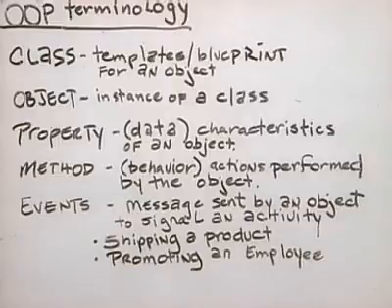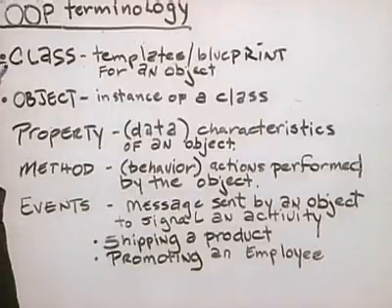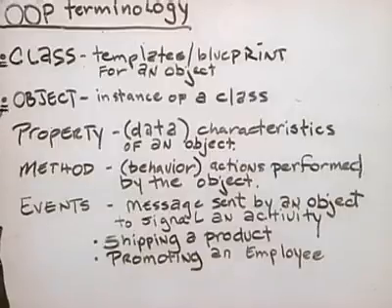A class and an object go hand in hand. A class is a template for the object, so it's actually a definition for an object. An object is an instance of the class. So while a class defines, an object is a runtime copy of the class.